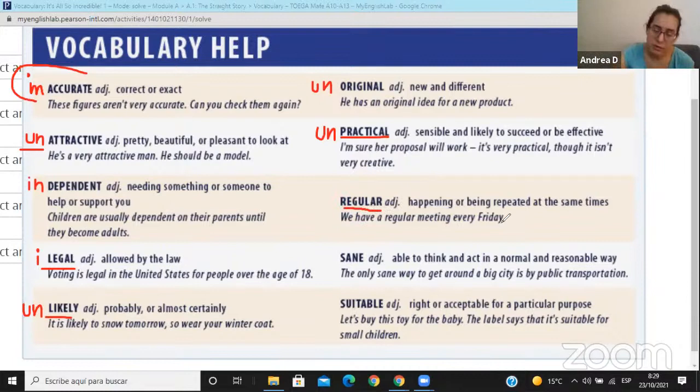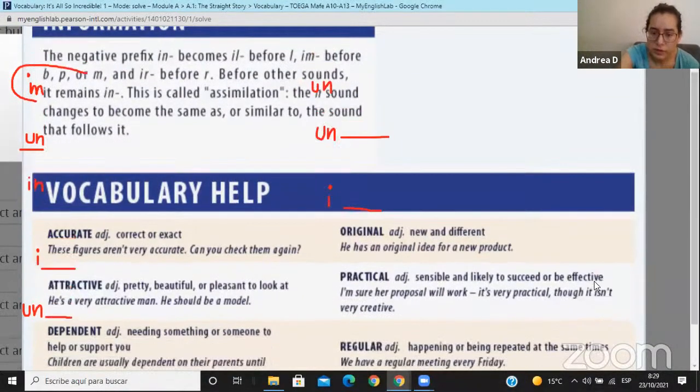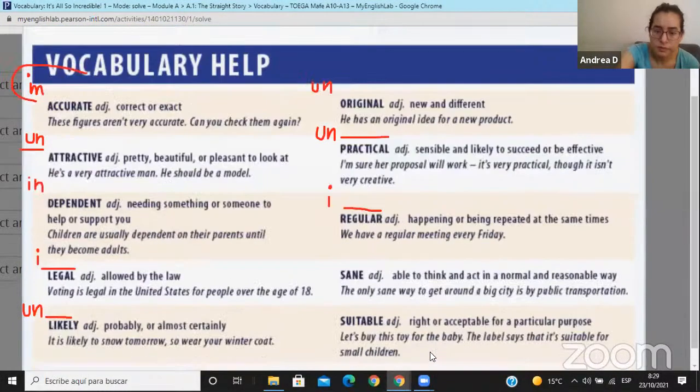So regular, it could mean different things. It could be something that happens frequently, often, maybe a synonym of often, or it could also mean something that's regular, irregular. So it's something that's in order, in place. So regular and irregular.